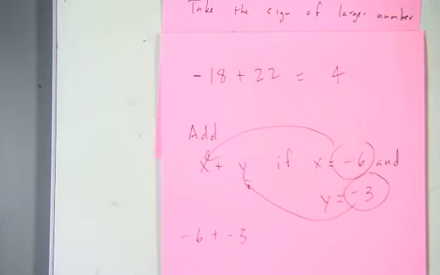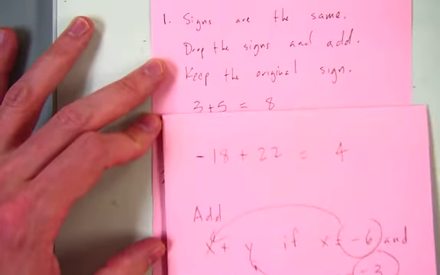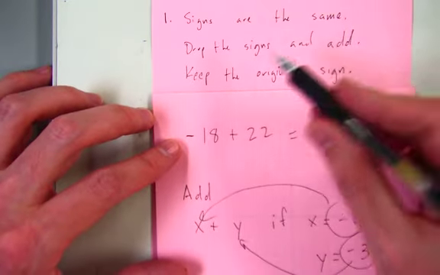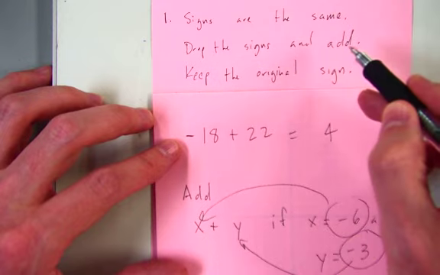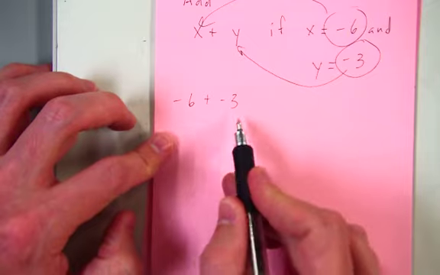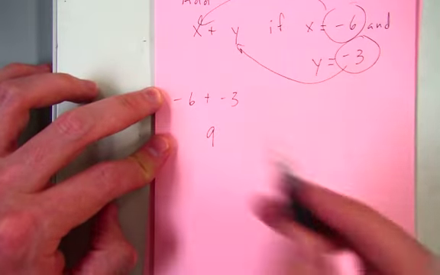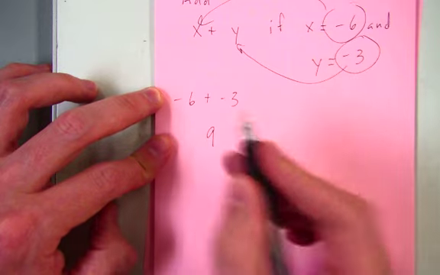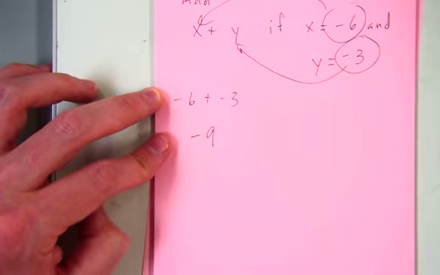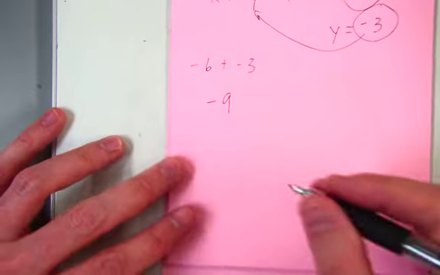And now that I've got it substituted, I'm just going to go through my rules. Okay, so thinking about which one of these is appropriate, well, this time my signs are the same, right? So it says here to drop the signs and add, and then keep the original sign. So I'm going to drop my sign. So think about 6 and 3, add those up. So 6 plus 3 is 9. And then I'm going to keep my original sign. Since both of these numbers were negative originally, I'm going to keep it negative. Okay? Does that make sense? Please let me know if you have any questions about this.